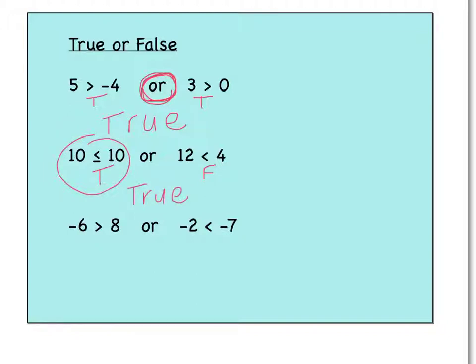Negative 6 is greater than 8, this is false. Negative 2 is less than negative 7, this one's false. Because both of them are false, our answer is going to be false.